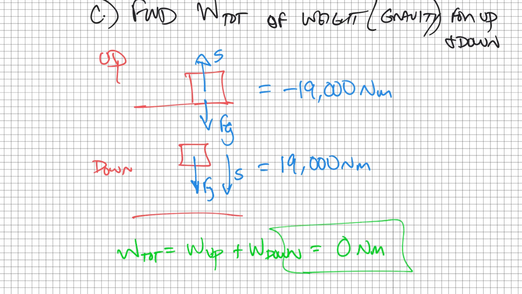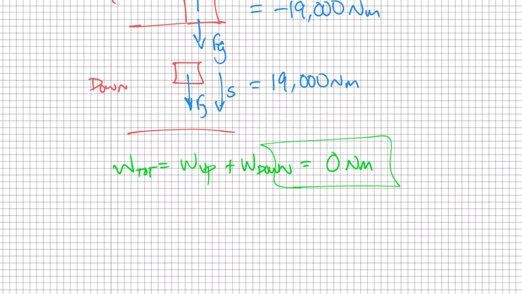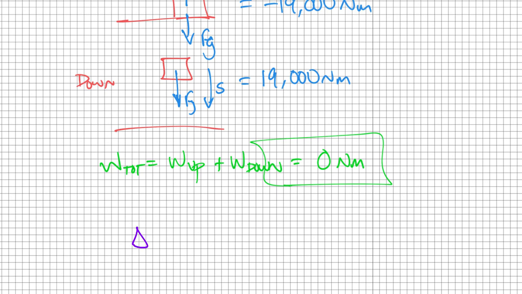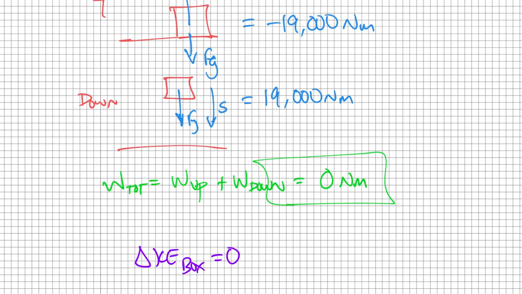And we'll talk about why that makes sense, but really the reason is that the change in kinetic energy of the box is 0. Right? It starts with no kinetic energy, it ends with no kinetic energy, so the change in energy is 0, which means, because we know that work equals a change in kinetic energy, if our change in kinetic energy is 0, our work must also be 0.